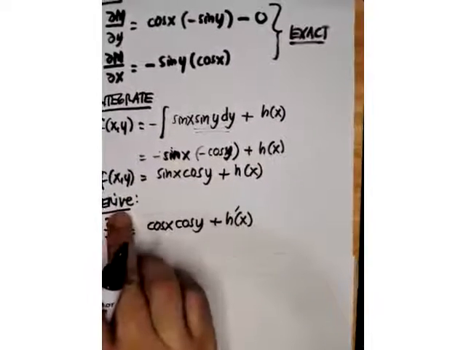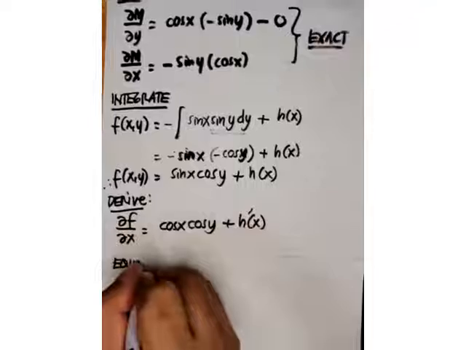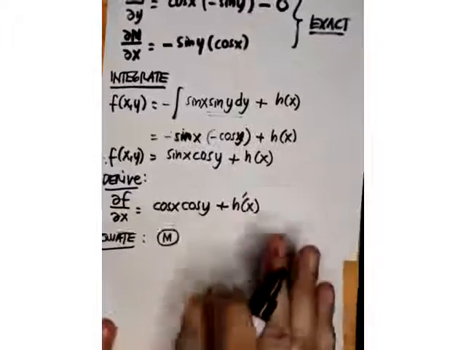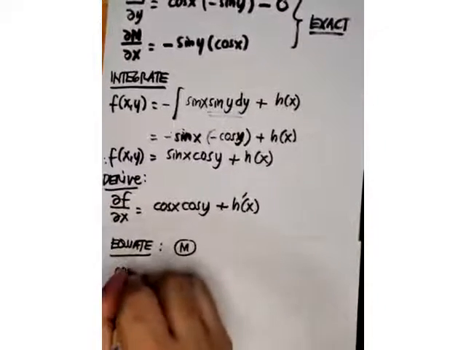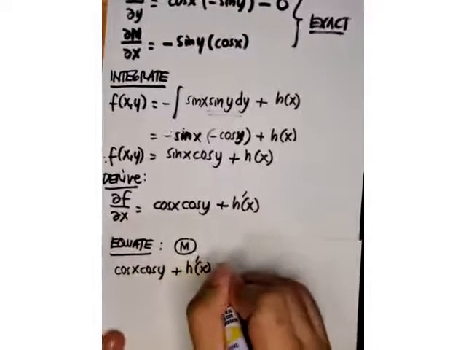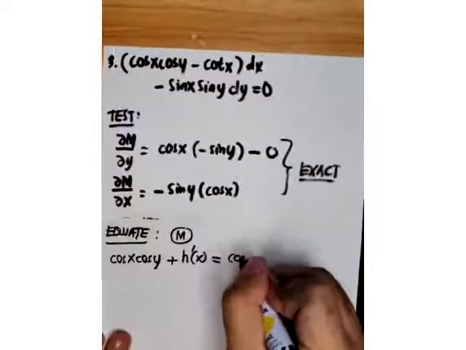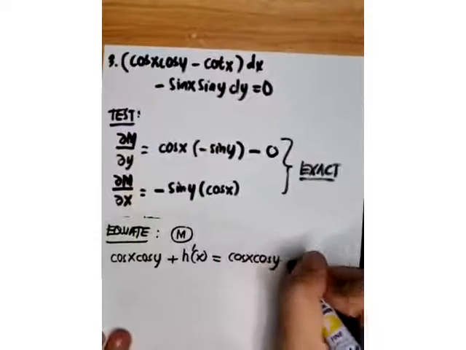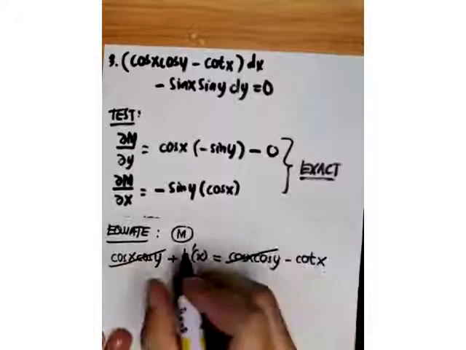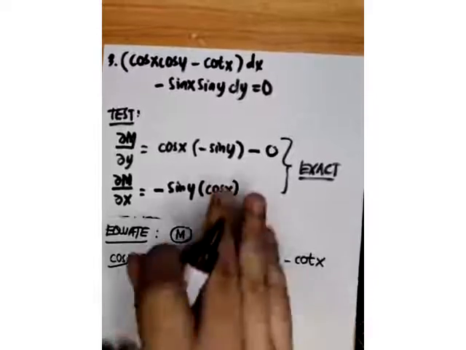Okay. Ngayon, na-derive na natin siya. So, i-equate na natin yung nakuha nating derivative sa M. Since N yung pinili natin, equate natin siya sa M. So, cosine x, cosine y, plus h of x prime is equal to yung M natin. That's cosine x, cosine y, minus cotangent x. Let's simplify. So, yung h of x prime natin ay negative cotangent x.